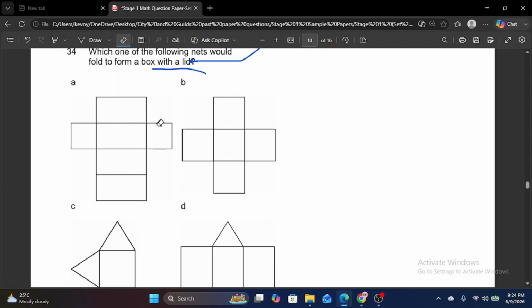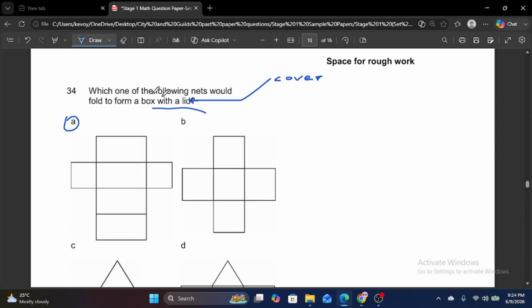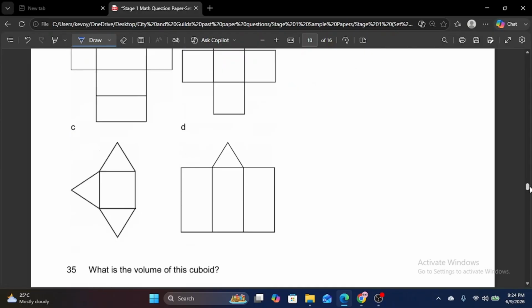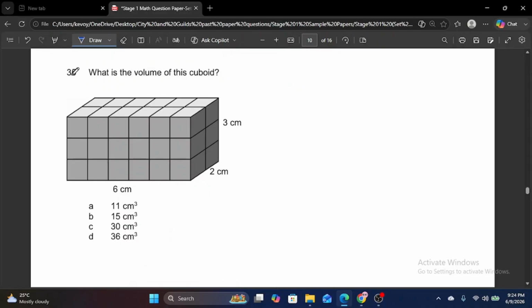So if I close these two parts right here, I would have these two sides blocked off. Then I could close these two and I have the two blocked off as well. And this side right here would be the lid at the top, where I can easily open or close. So therefore, my answer is going to be A. It is the only one that has a net where I will get a cover for the top, or I would be able to close up all parts of the three-dimensional shape. So that's the answer.